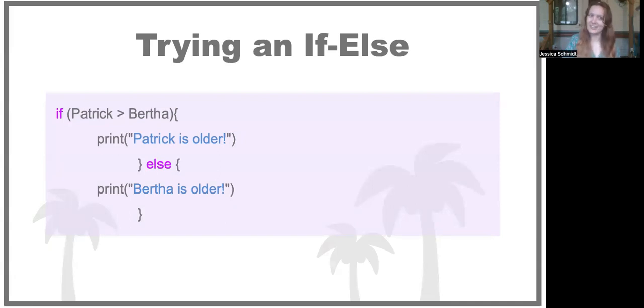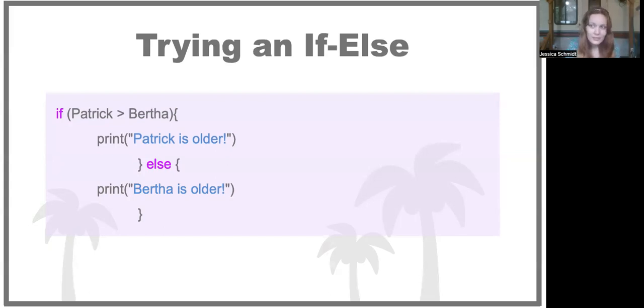Okay, now we're talking. If Patrick's bigger than Bertha, print Patrick is older. Else, print Bertha is older. So we have a clean little logic flow here. Please give this a try and see how it works. Now you should be finding, if everything's working, that R will print the message, Bertha is older, which is really cool because they could be any ages, right? And then we put them in here and find out which one is older.